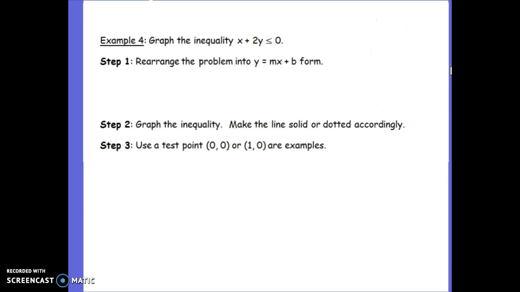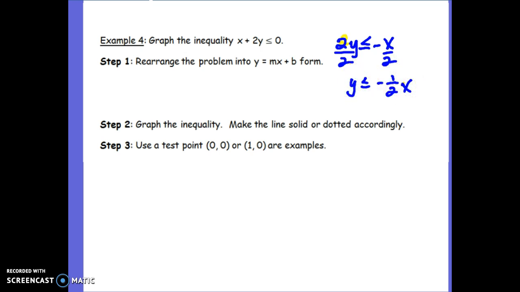So if I move on, I've got another inequality. I need to make sure that I rearrange the problem and put it into slope-intercept form. In this case, we're going to subtract x from both sides. We get 2y is less than or equal to negative x plus 0, and then I divide by 2. So y is less than or equal to negative 1/2 x.